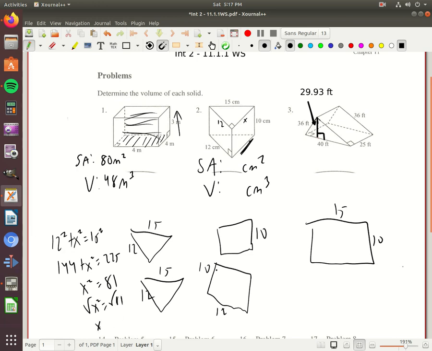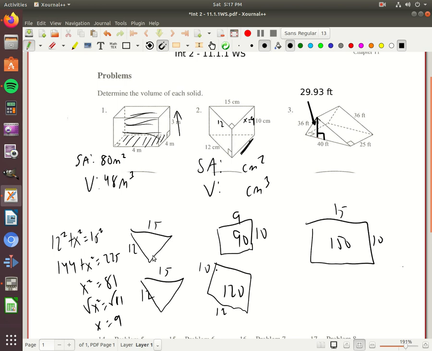So I know that x is going to equal 9. So you can see there's a lot of visualization that goes on with this. Again, this one right here was 9 by 10. And now that I have each face, I will go ahead and determine, I know this is 90, I know this is 120, I know this is 150, I have the three sides.